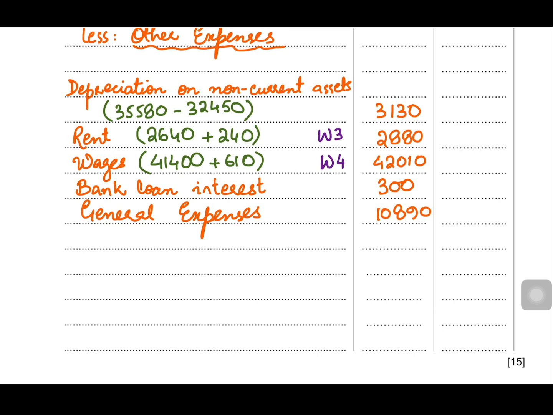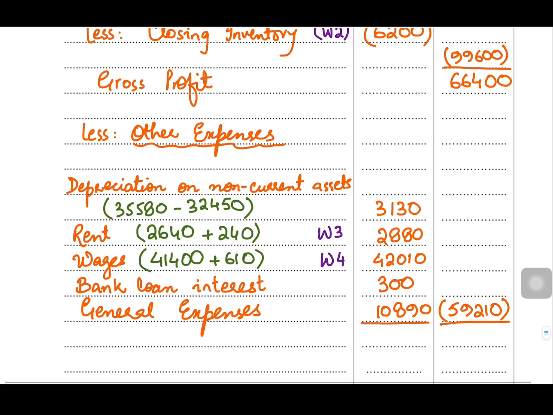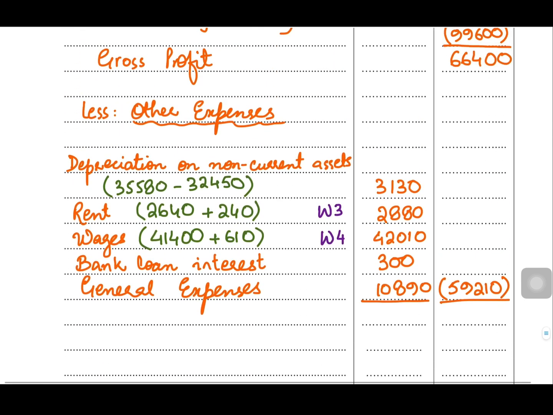You can also do it in a way that you don't take bank loan interest along with all the expenses. Just first find out the operating profit, and then from the operating profit subtract the bank loan interest, so that you have the profit for the year, right? Both of these methods are correct. Now let's total the expenses, and that would be 59210. From the gross profit we have to subtract 59210, which will give me a figure of 7190, and that is Hazik's profit for the year.